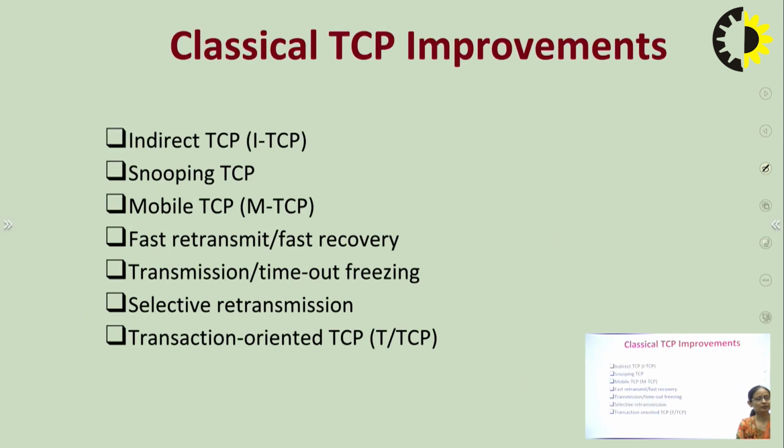So these are some TCP improvements which have been proposed in the wireless environment. The first one is indirect TCP, also known as I-TCP. Another one is snooping TCP. Then we have mobile TCP, that is M-TCP. Another modification is known as fast retransmit or fast recovery. Transmission timeout freezing is another option, then selective retransmission. And the last one is transaction-oriented TCP, also known as T-TCP. So we are going to discuss all these improvements on the classical TCP one by one.